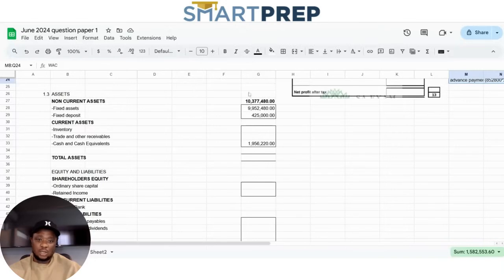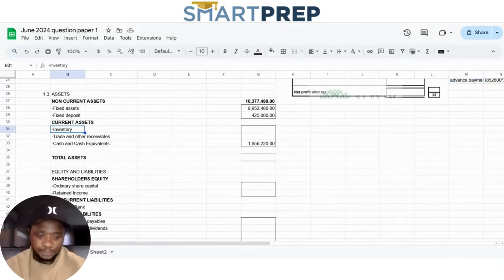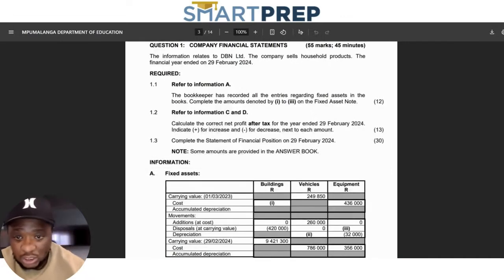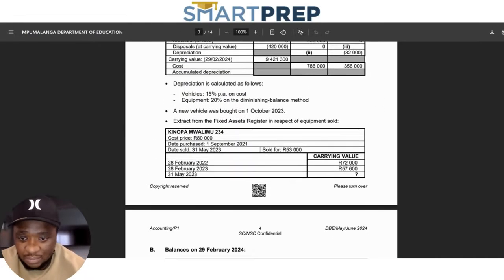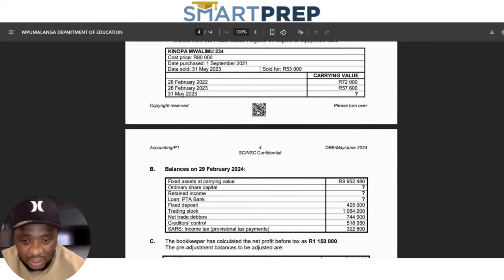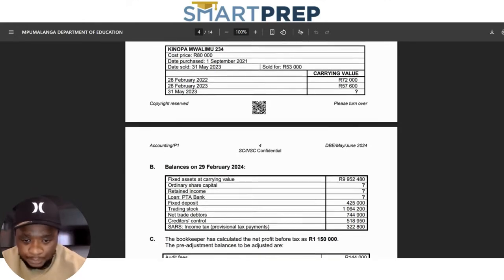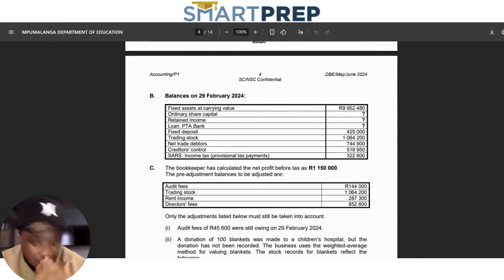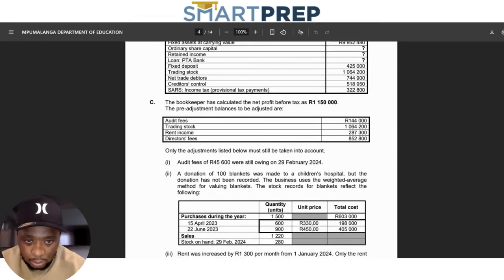Starting off with our assets, that's pretty much done. So we're now going to move into inventory. What is included in inventory is the trading stock as well as the consumable stores on hand. So let's try and find that information and see how we can use it. Information A doesn't give much in terms of inventory. Information B has a list of balances, and we have a balance here for trading stock amounting to 1,064,200. Let's also look at whether there's any information that affects consumable stores on hand.